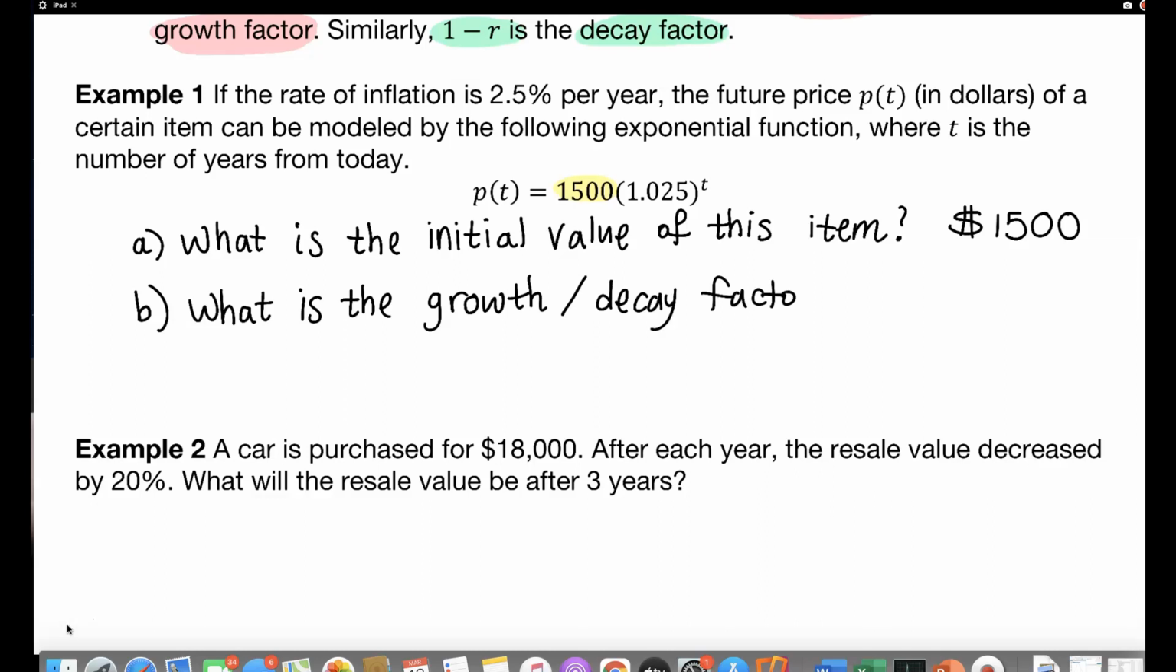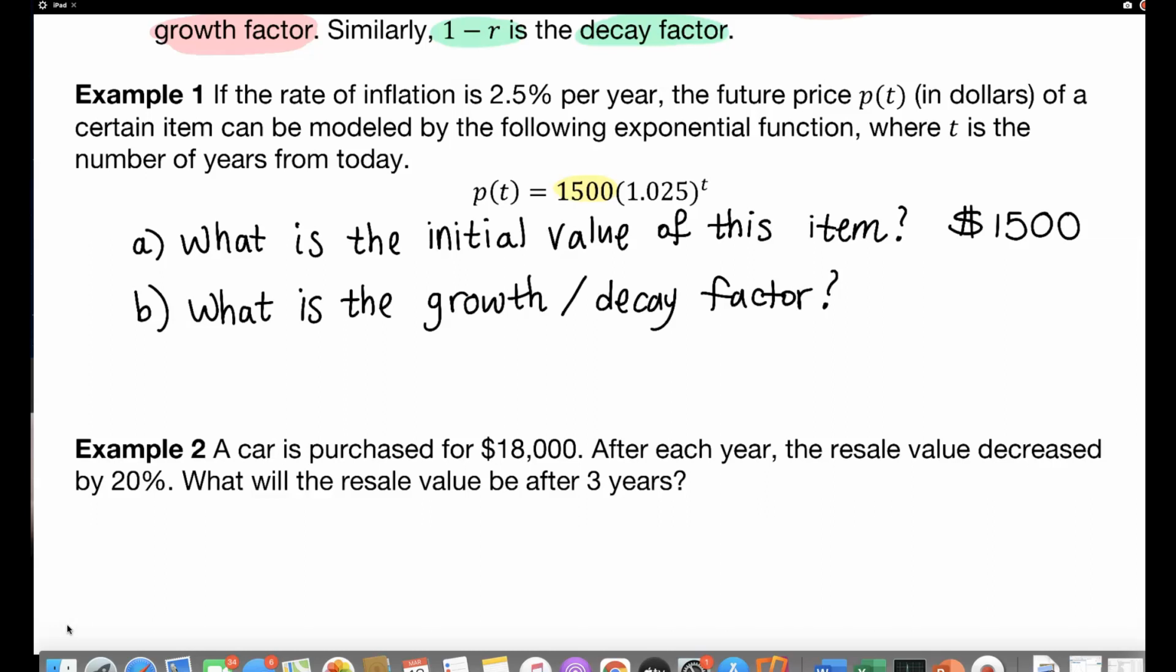I'm trying to be creative here. First of all, is this growth or decay? Well, I know if this is growth, the factor is bigger than 1. If it's smaller than 1, then this is a decay. Take a look at the factor right here.